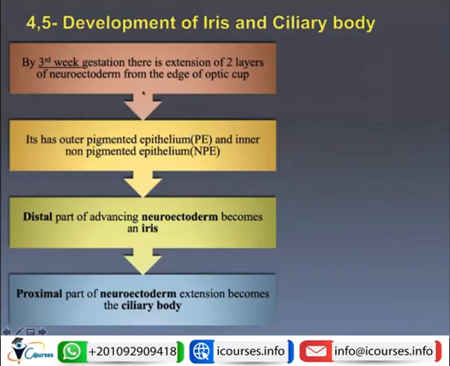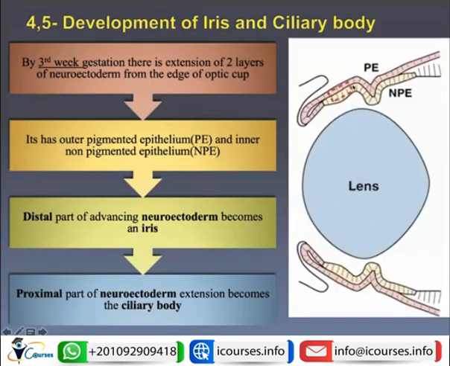At the end of the third week of gestation, there will be two layers of the neuroectoderm. So the layers of the optic cup are called the neuroectoderm. It's formed of the outer layer and inner layer. This is the lids, and this is the edges of the optic cup. It's called the neuroectoderm. So the outer layer will form the pigmented epithelium, while the inner layer will form the non-pigmented epithelium.